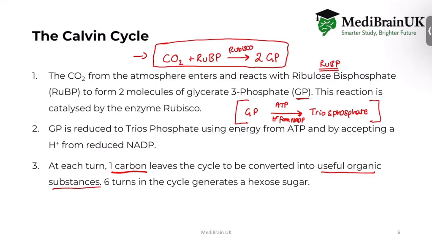Okay, so at each turn, one carbon leaves the cycle. And when one carbon leaves the cycle, it's converted into useful organic substances. And then once you've done 6 turns of the cycle, you form a molecule with 6 carbon atoms. And that is a hexose sugar, which is used.